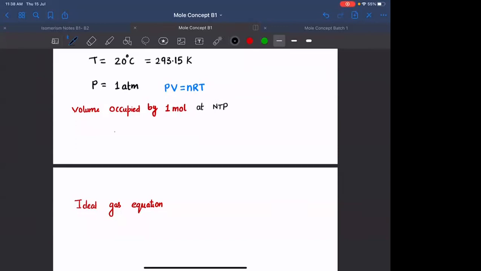The pressure, we need to take that as 1 atmosphere. Volume equals to 1 mole into 0.0821 atmosphere liter upon mole Kelvin into temperature is 293.15.